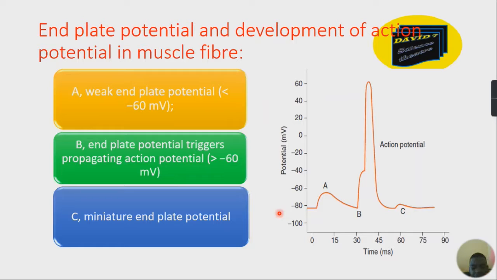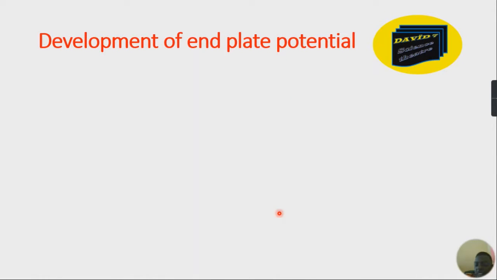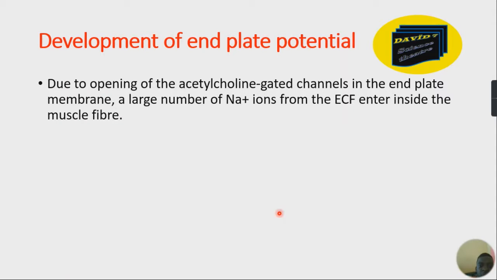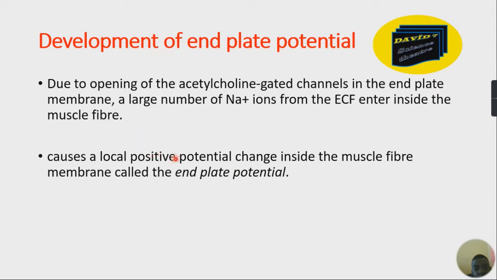And look at this. Development of the end plate potential. How does it develop? Because acetylcholine-gated channels are opening in the end plate membrane or sarcolemma, a large number of sodium ions will enter the muscle fiber from the extracellular fluid, from the cleft. And this will cause a local positive change inside the muscle fiber membrane.